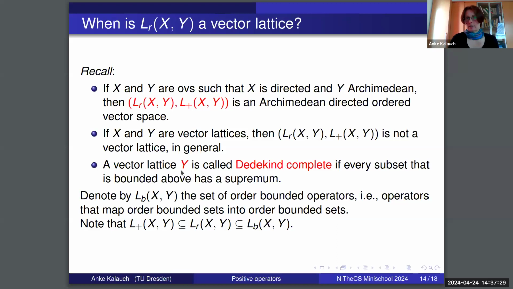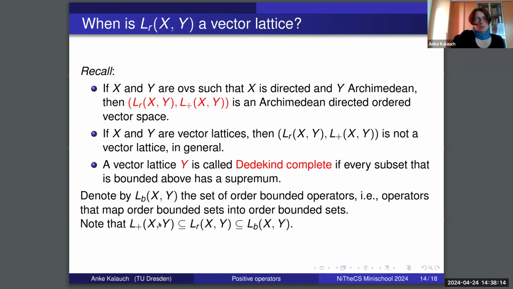Let me recall what Dedekind complete means. A vector lattice is called Dedekind complete if every subset that is bounded above has a supremum. And I will present next a theorem that is quite famous in our theory, the Riesz-Kantorovich theorem. And for this, I need the notion of order-bounded operators, L_b. These are operators that map order-bounded sets into order-bounded sets. A set is order-bounded if it has a lower bound and an upper bound, and if such sets are mapped into such sets, then we call the operator order-bounded as well.